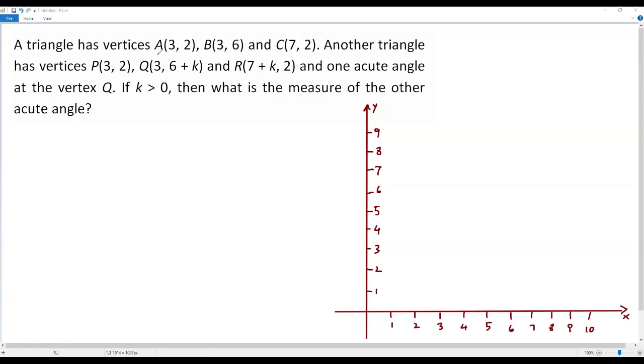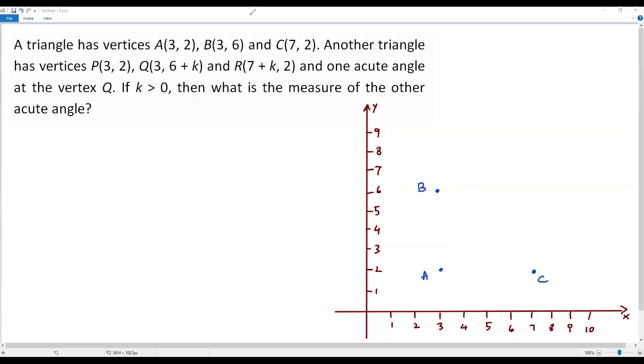Now let me plot these three vertices, A of (3, 2), B of (3, 6), and C of (7, 2). So A of (3, 2) is over here, that is, the X coordinate is 3 and the Y coordinate is 2. It's over here, the point A. And point B is (3, 6), it's over here, this is point B. And C is (7, 2), that is, the X coordinate is 7 and the Y coordinate is 2. Okay, this is point C.